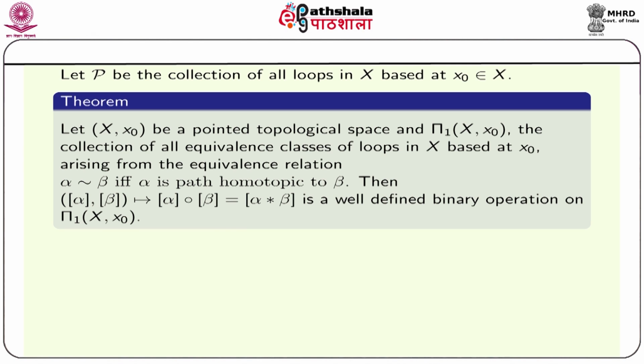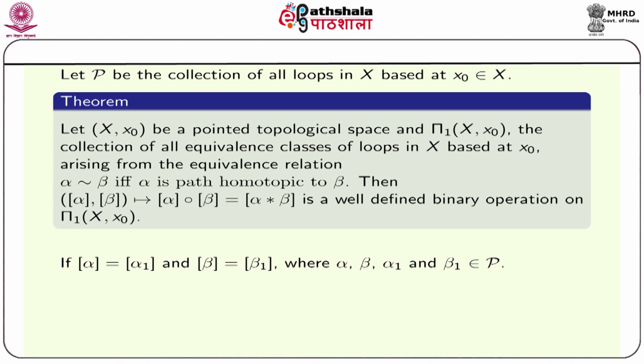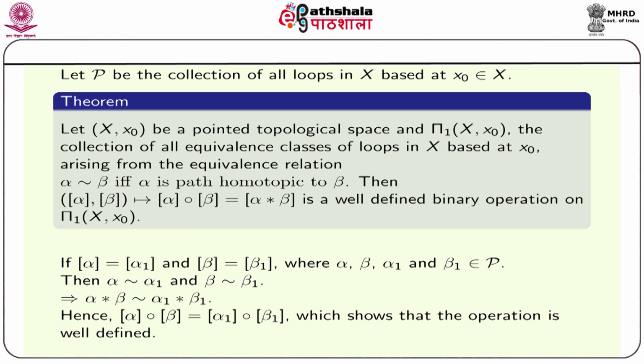So, what we are doing is taking any two elements of π1(X, x0), one is class α, the other one is class β. Composition of class α and class β is now defined as the class of α star β. If class α is equal to class α1 and class β is equal to class β1, then since α is homotopic to α1 and β is homotopic to β1, we have α star β is homotopic to α1 star β1, and therefore, class α composed class β is the same as class α1 composed class β1. So, that means the operation, the way we defined it, is well defined.